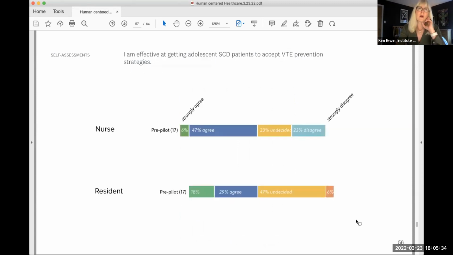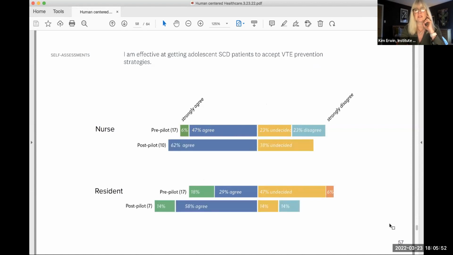So a question about how effective do people feel at changing? This is pre-pilot results. You can see 23% disagreed that they were effective. 23% were undecided. 47% thought they were pretty competent, but only 6% agreed. And you have worse perspectives here on the resident side.